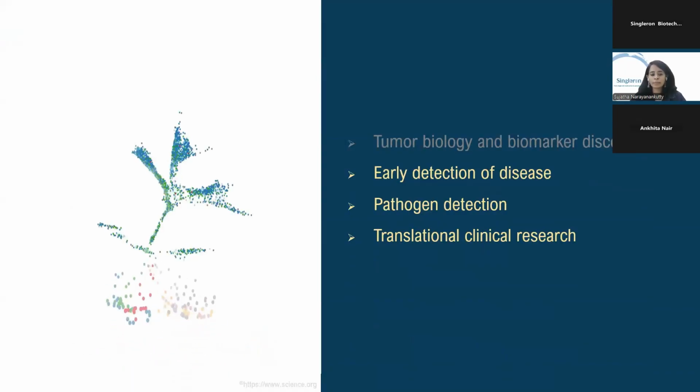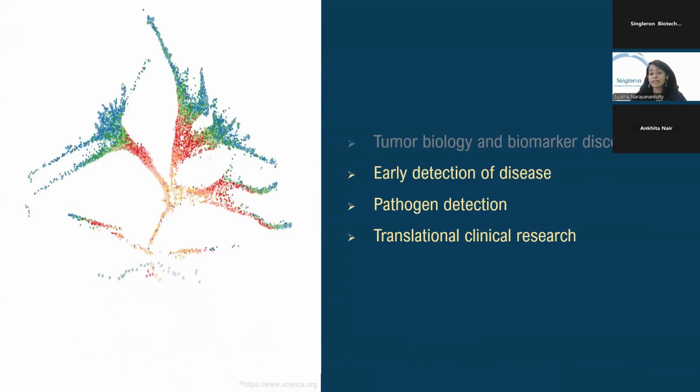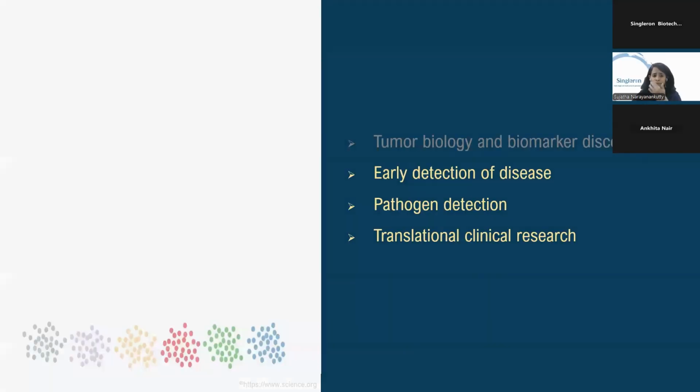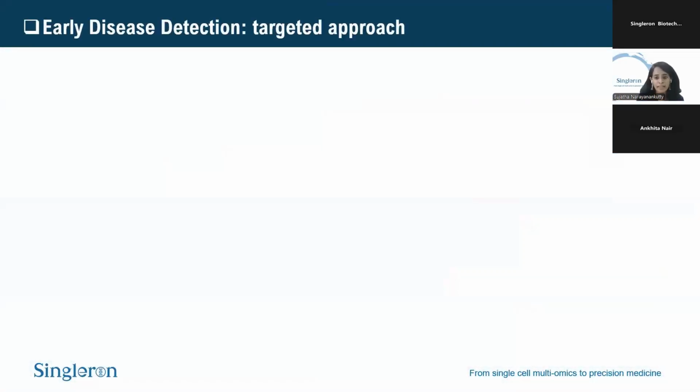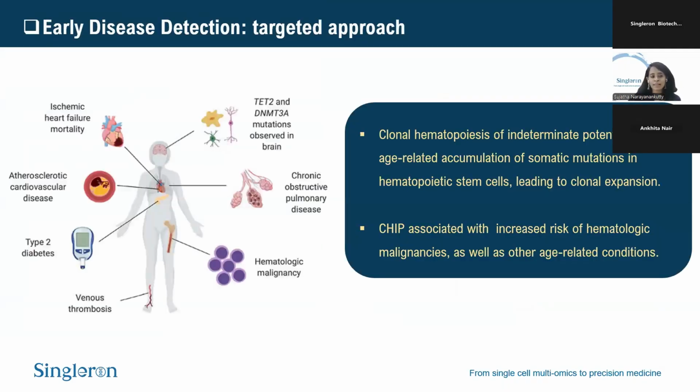So keeping in track with early detection of disease, single cell, again, can be used for understanding or looking for early signals of particular diseases. The example I'm going to use here is clonal hematopoiesis of indeterminate potential. This is also known as CHIP. This is a condition which involves age-related accumulation of somatic mutations. It's mostly seen in the hematopoietic stem cells.